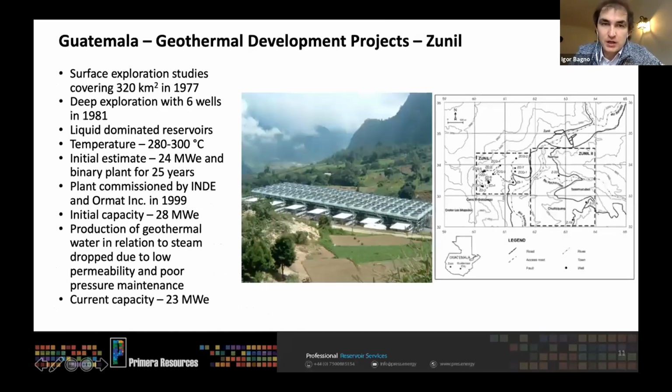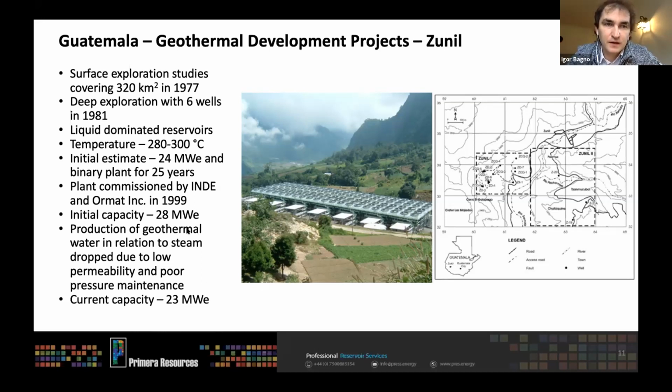And two projects which are in place, which are in operation, again operated by Ormat. One of them is called Zunil, Zunil 1 and Zunil 2. Here you can see the very nice picture of volcanoes and very beautiful picture of that plant in place. Initial estimate was the capacity of 24 megawatt for a binary plant for 25 years. Binary means that you have a working fluid. You don't generate steam from the water that you produce, but you have thermal exchange between your working fluid, so it's a closed loop, and your hot water that you produce or steam.